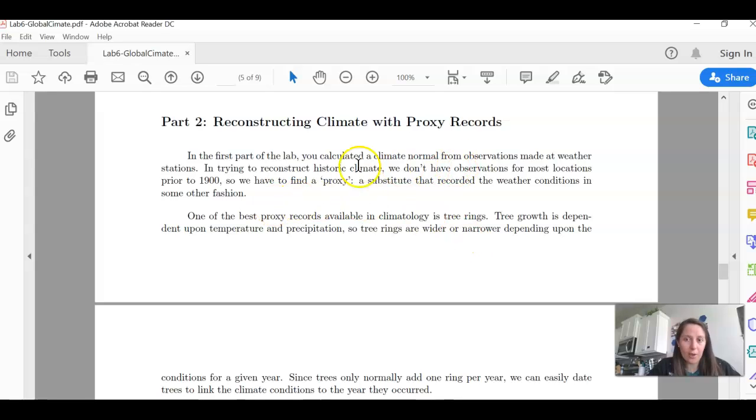So in order to calculate those temperatures, we have proxy data. Proxy data is a substitute that recorded the weather conditions in some other fashion. And as we have seen in lecture, some of that proxy data can be things like tree rings, coral rings, ice cores. All of those are good proxy data that we use. For example, palynology too, as you have seen again in lecture.